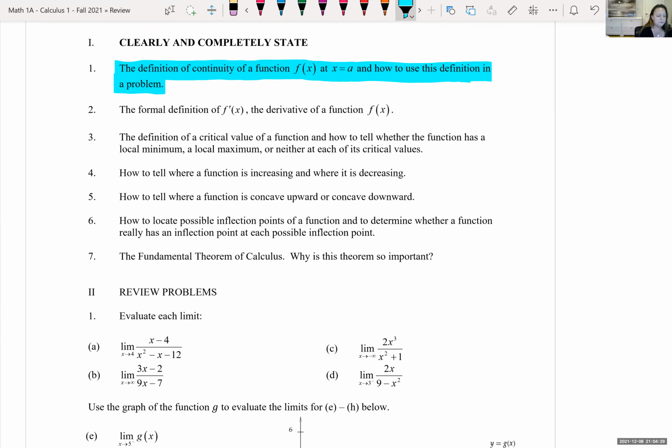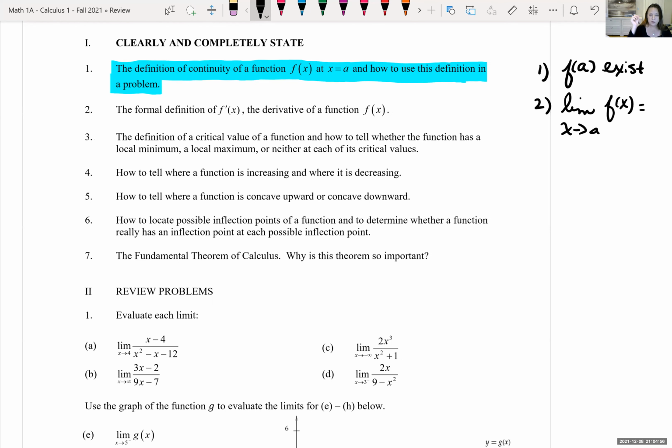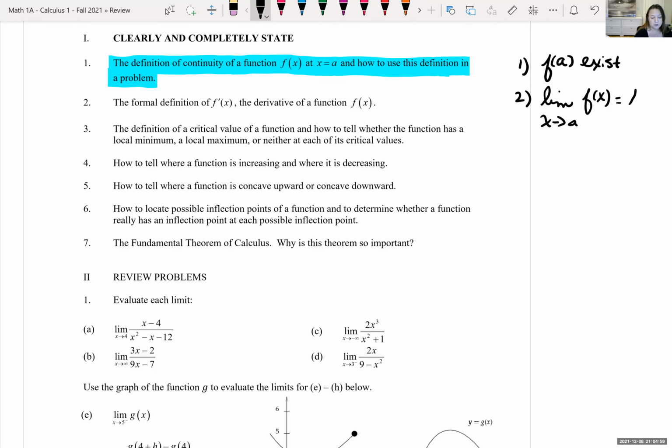Okay, so the definition of continuity: in order for a function to be continuous at x equals a, a couple things need to hold. First of all, f of a has to exist. And the limit as x approaches a of f of x has to exist, and it has to be the same thing as if we plugged in a into the original function wherever we saw an x.